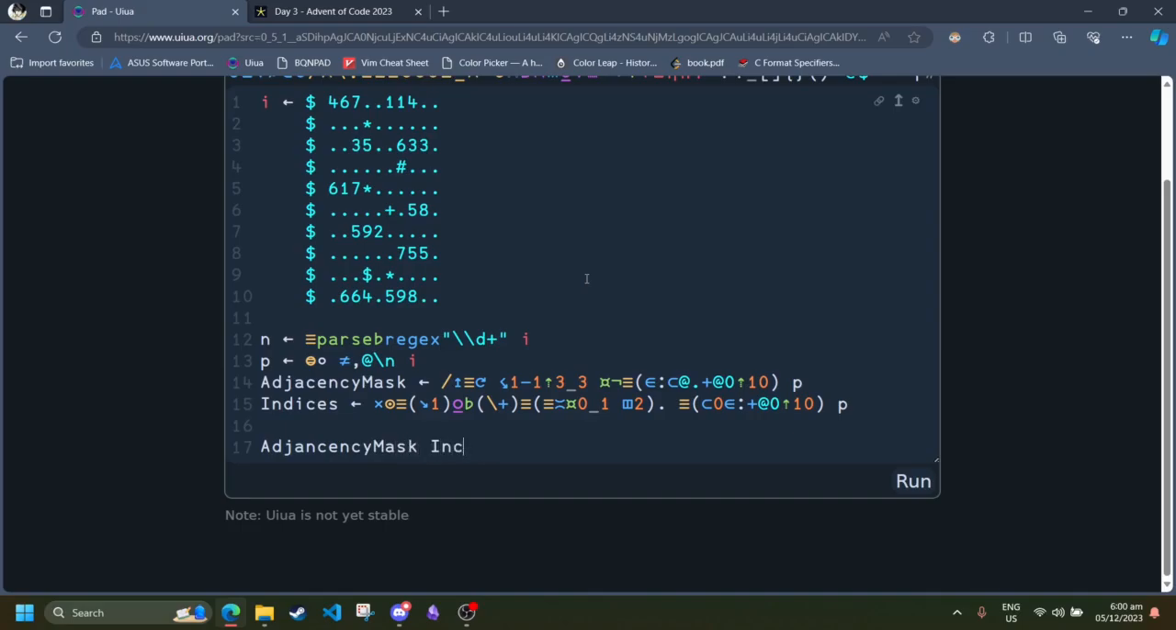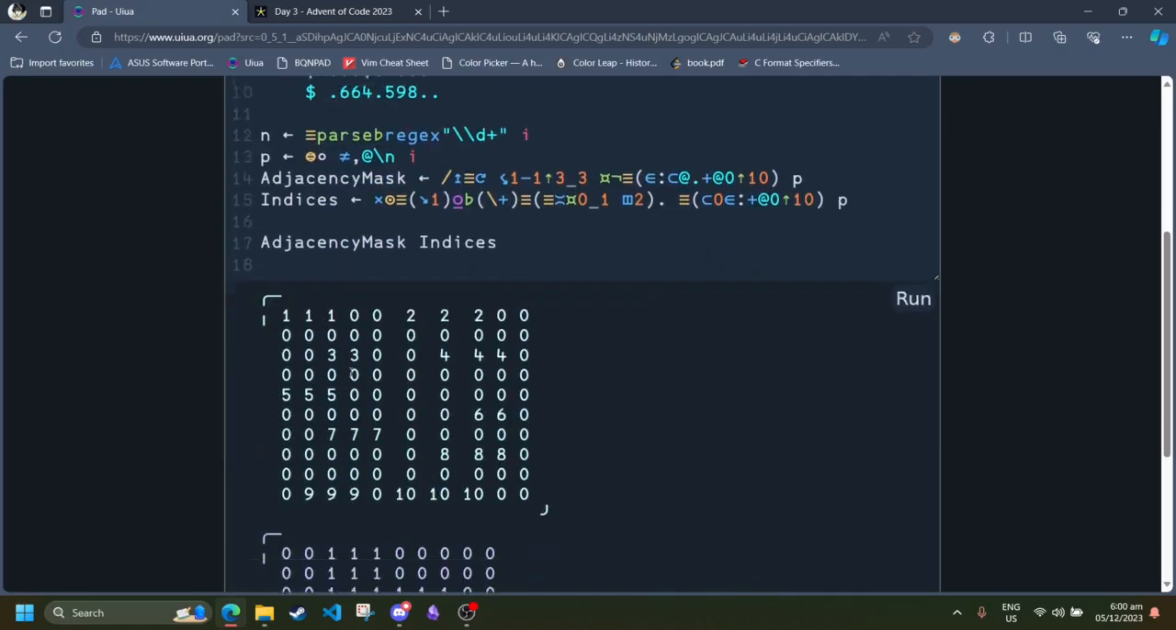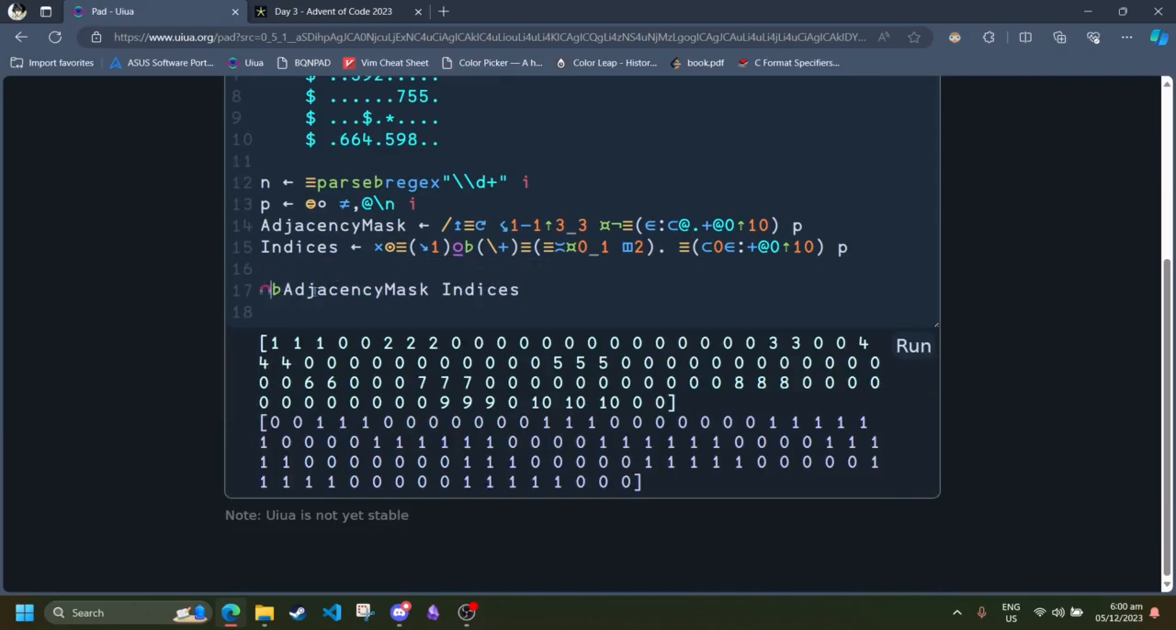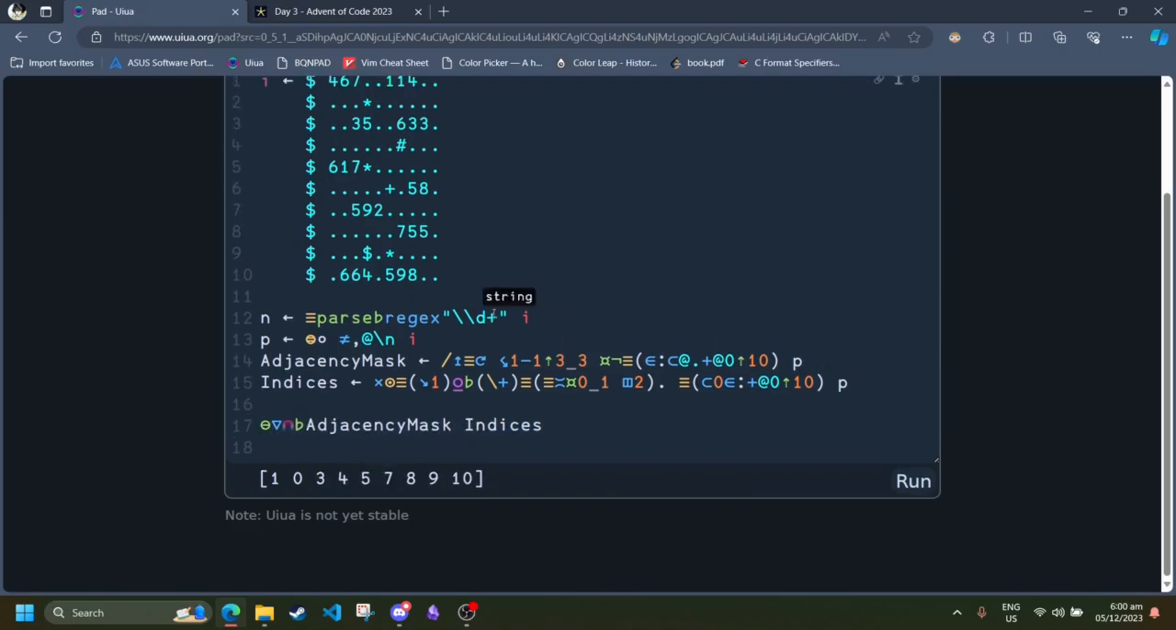So if we have an adjacency mask, and their indices, call it adjacency indices, and we shape both of these so that both have the same shape, and then we do a keep, we'll get the indices of where our adjacency mask collides with our indices. And if we do a deduplicate, we get that. These are 1-indexed right now, so we have to subtract 1.